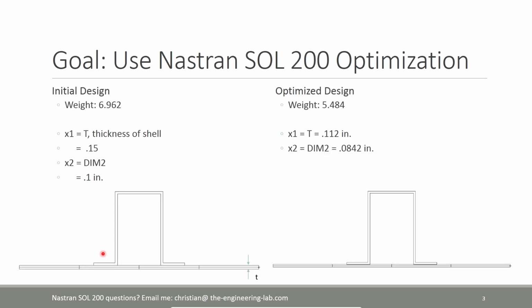Initially, this is what our structure looks like. The thickness of this beam cross-section has a value of 0.1 inch. The thickness of this plate is 0.15. The entire weight is 6.96 units of weight. We're going to let both the thickness of the beam cross-section and the thickness of the plate vary, and our goal is to minimize the weight.